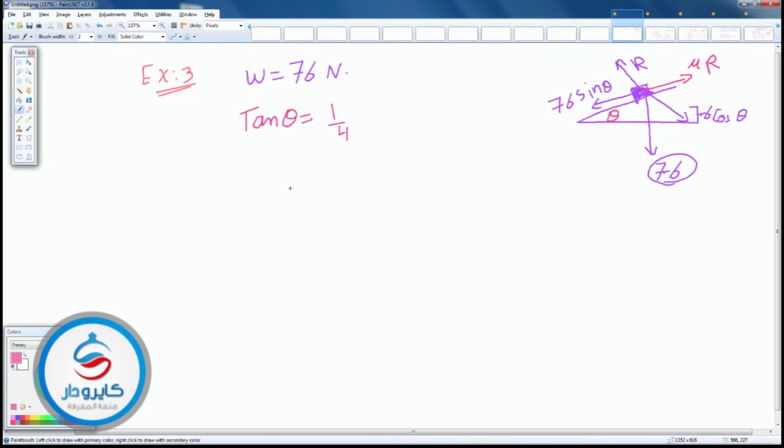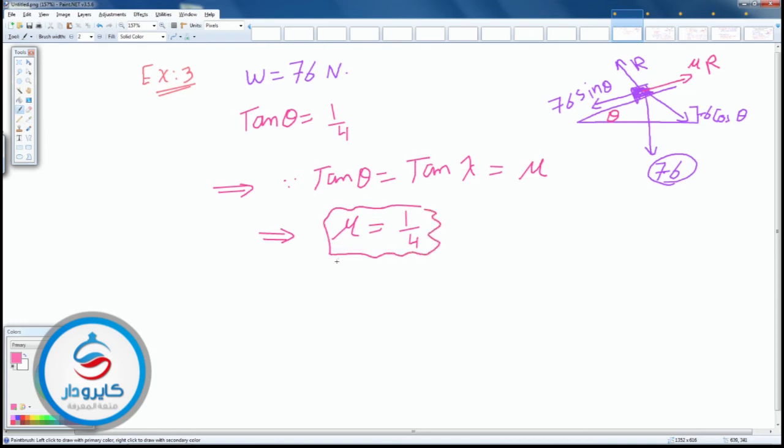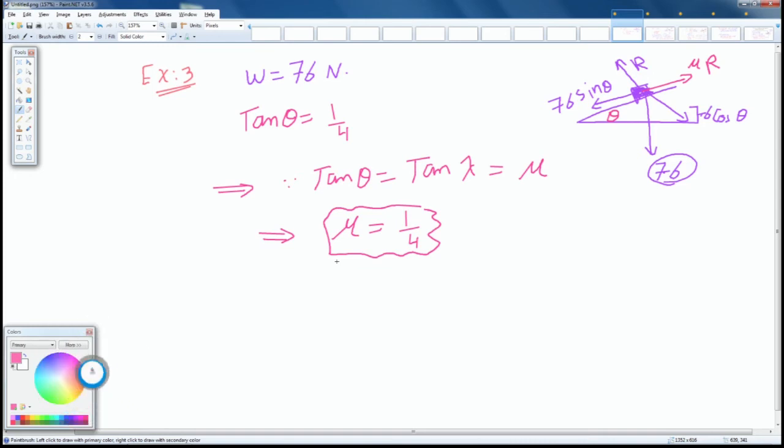So we have to save our time and our steps, and directly we can say that since tan theta equals tan lambda equals mu, that leads us to the value of mu, which is equal to 1/4, and this is first directly, because we know that very well. But if we can't remember this point, we can use the other way of the solution, to get the equations and solve them together.